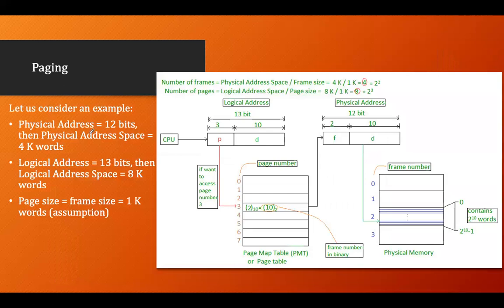So see, this is the physical address given, right? The physical address is 12 bit. What I told you is, if the physical address is given, the physical address space is nothing but 2 to the power of the physical address. So here the physical address is 12, so it will be 2 to the power of 12. It is nothing but 2 to the power of 2 into 2 to the power of 10. 2 to the power of 10 becomes k, and 2 to the power of 2 becomes 4. So it will be 4k, which is already written here, right? 4k words. So this is about the physical address.